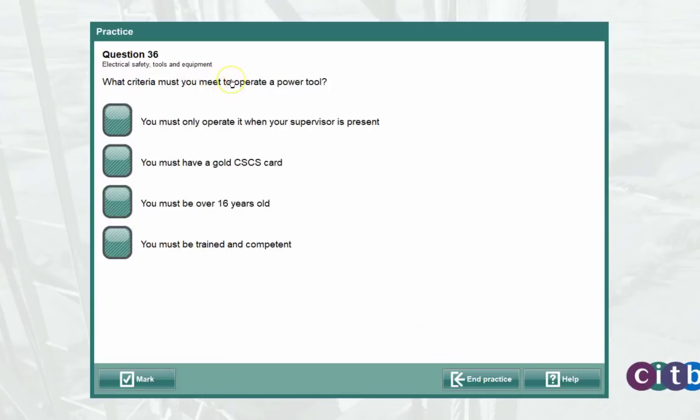What criteria must you meet to operate a power tool? You must only operate it when your supervisor is present. You must have a gold CSCS card. You must be over 16 years old. You must be trained and competent.